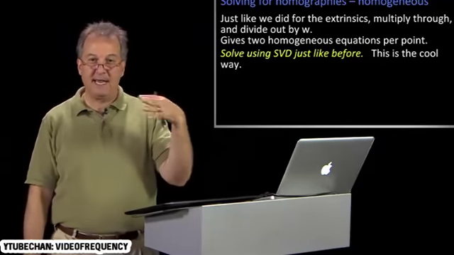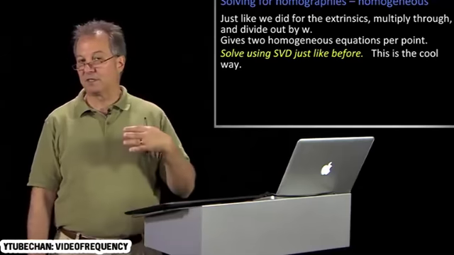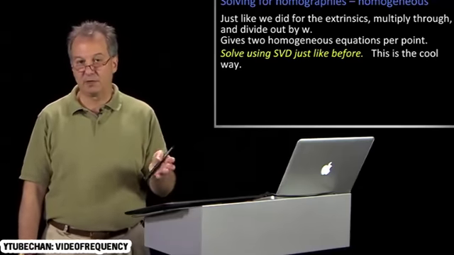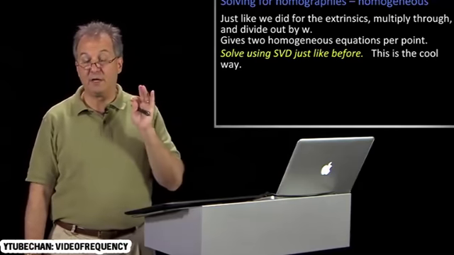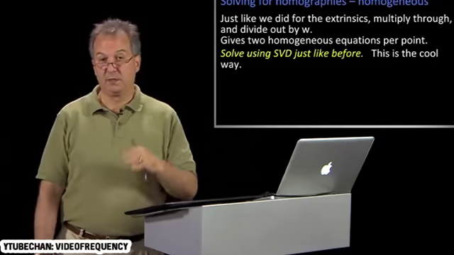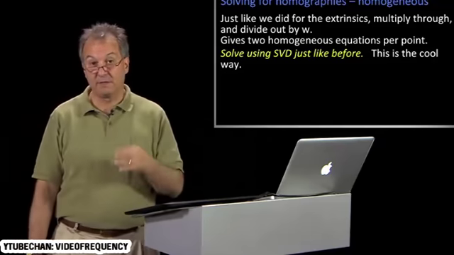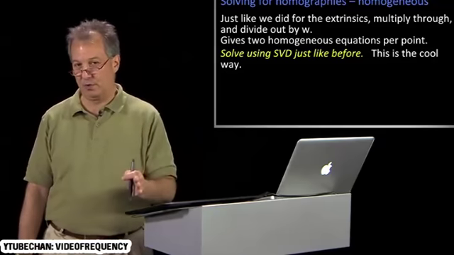Or you could take that A transpose A matrix, solve for the eigenvectors, pull out the eigenvector with the smallest eigenvalue, and that was our solution. Remember, we showed that it was the same thing. That's the way for solving for the homography coefficients. And by the way, that's the cool way, because you can impress people by telling them you use singular value decomposition, which has so many syllables in it, they're sure you're really smart.